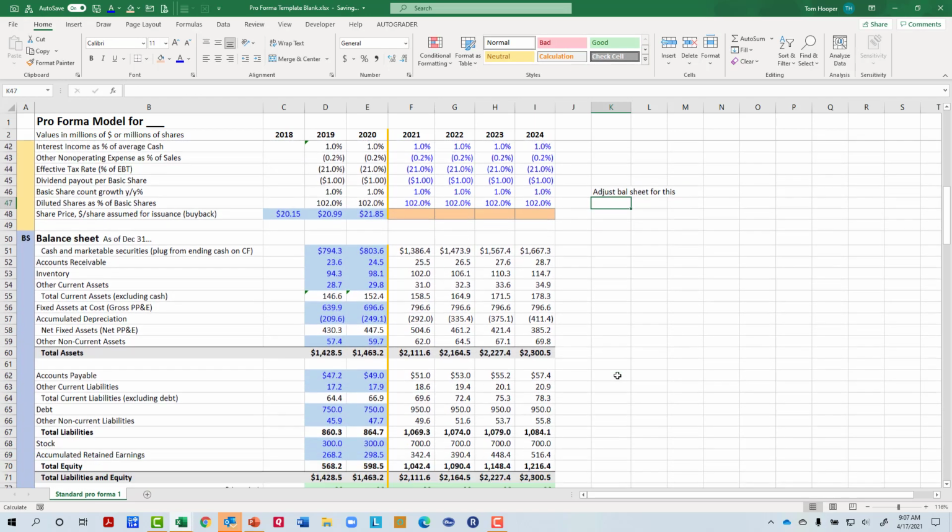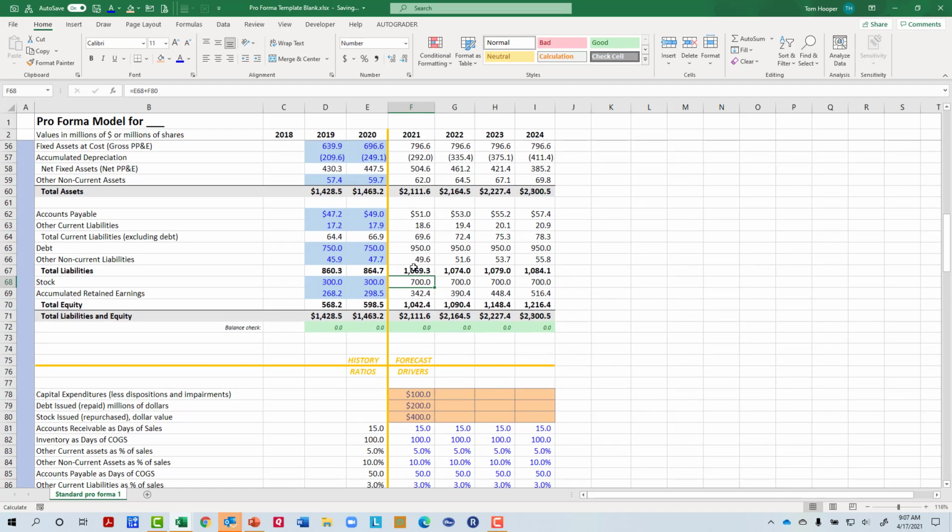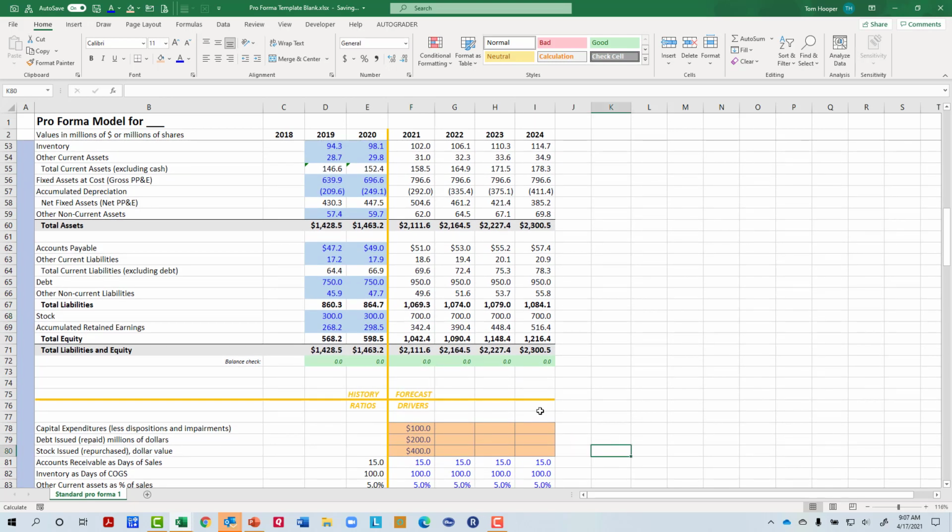And then also remember that when we were down here and we issued $400 million in stock, while we adjusted the liability or the equity item on our balance sheet, and then the cash flow caused it to increase cash by that amount and keep our balance sheet in balance, we didn't change the share count for that. So we also need to increase the share count for this.